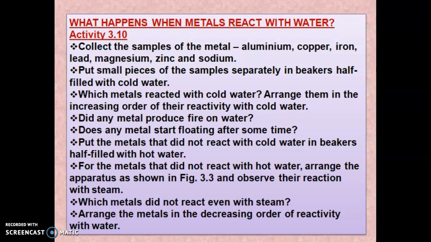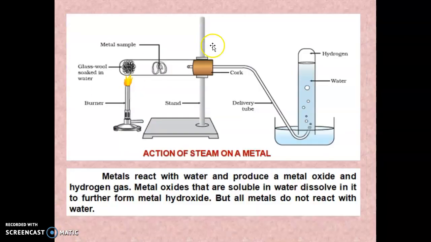So here we can see the apparatus. This is the apparatus for the action of steam on a metal. Here you can see the metal sample, and this is glass wool soaked in water. Then you have to heat. When this is heated, the heat will be transferred to the metal. And here is the delivery tube, and here you can see the water bath.